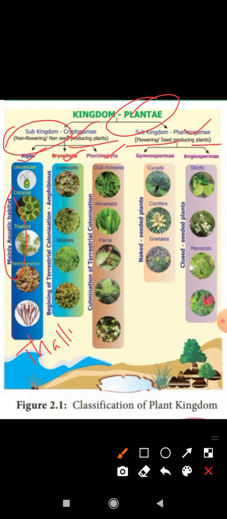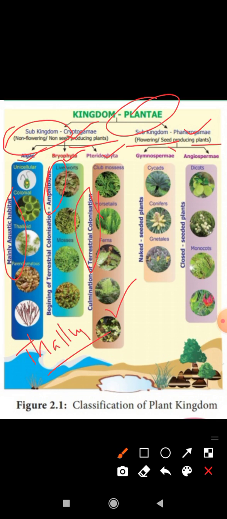Thallus is nothing but a body that is not differentiated into stem, root and leaves. The whole body is called thallus. Then bryophyte, where bryo means dual adaptation, living in both habitats, water and land. So this is called amphibian cryptogams. Amphi means dual adaptation. Then pteridophytes are also called terrestrial colonizers, larger and looking like trees.